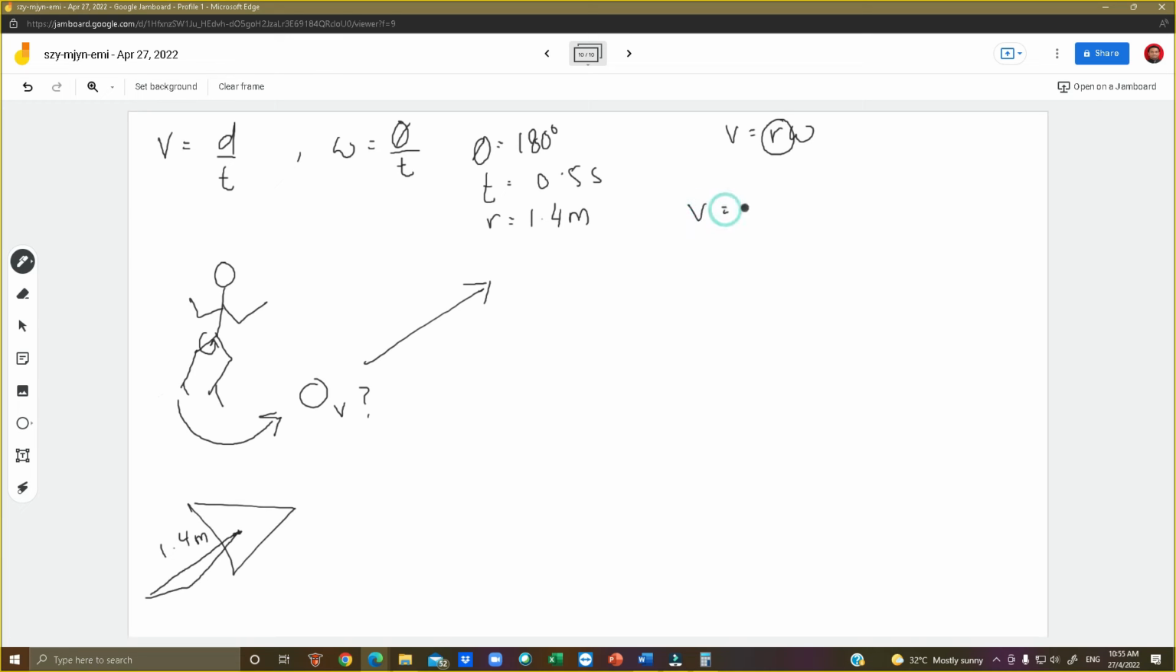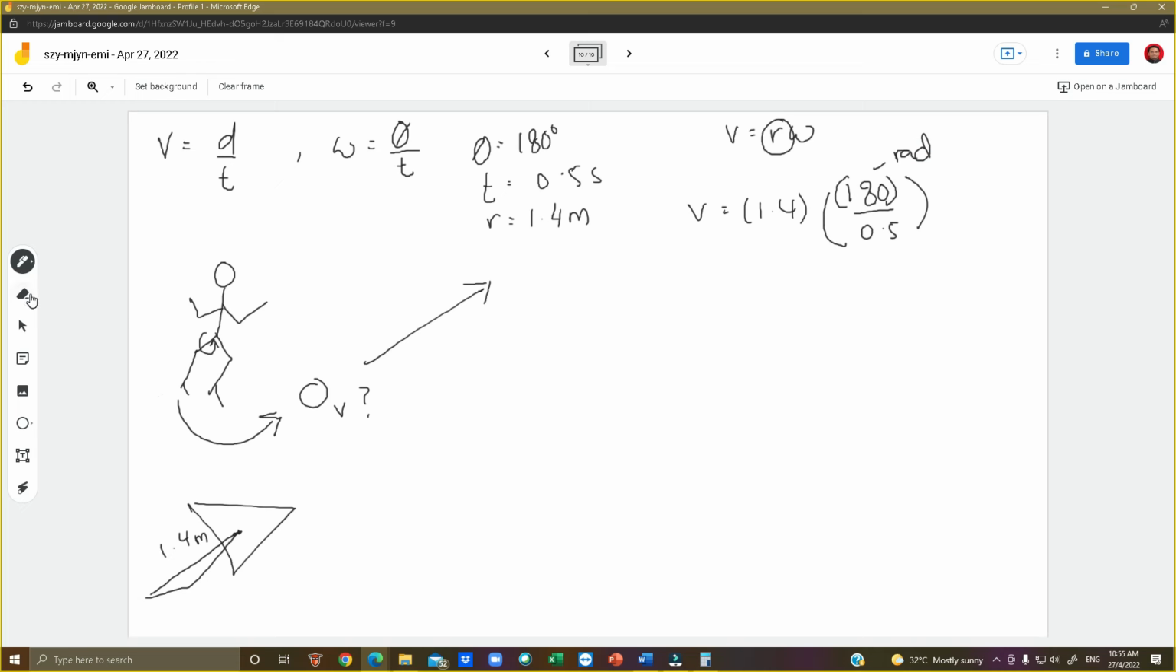So V equals to R will be 1.4. Omega kita belum ada. Omega will be 180 over 0.5. Bolehkah kita selesaikan begini? This is interrelation case. Can we solve this one? No. Okay, you cannot. Change this one first to radian. 180 equals to apa? 3.14.